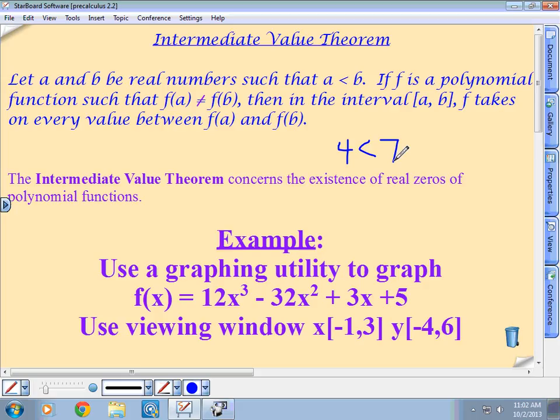The intermediate value theorem concerns the existence of real zeros. So here's the idea. If you know that one number gives you a negative value, and another number gives you a positive value, that tells you that there's a 0 in between.